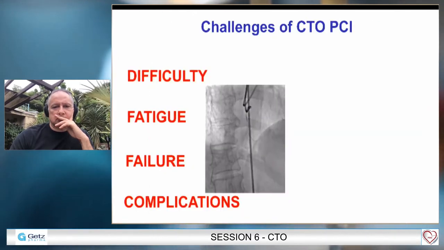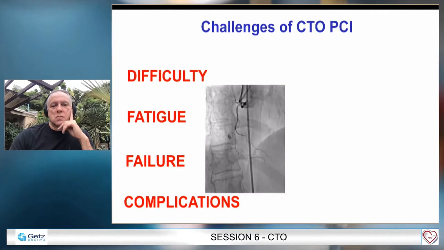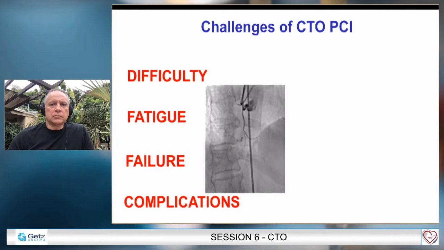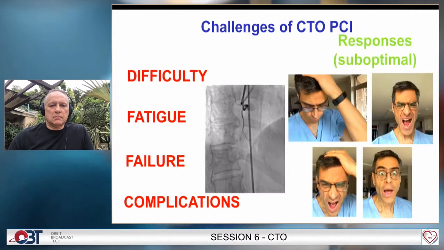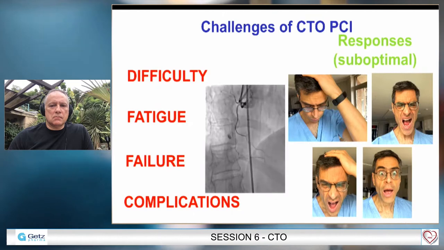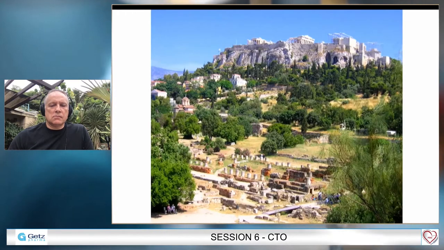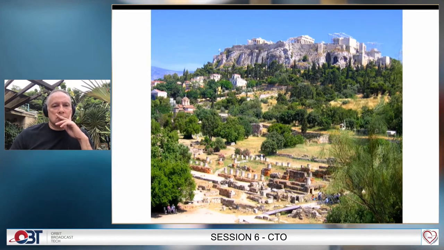CTO-PCI is challenging. It can be difficult to perform. It can take a long time and cause fatigue, both mental and physical. It often results in failure, even in the most experienced hands, and it does have a risk of complications. And there are different ways to respond to the difficulties imposed by CTO-PCI, which can be frustration, anger, sadness, but are those the optimal responses? What is the best way to respond to the challenges, to make the most of them and be successful? And this is where Stoic philosophy comes in.